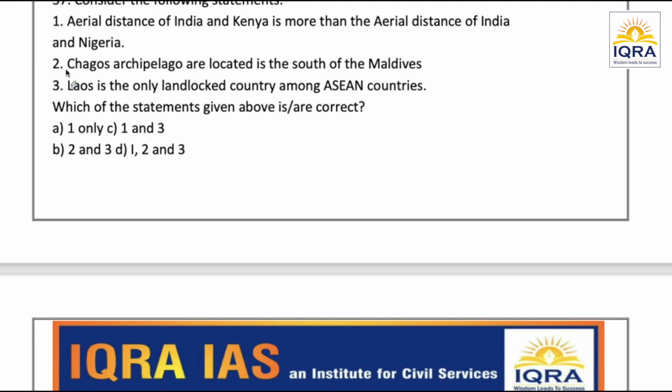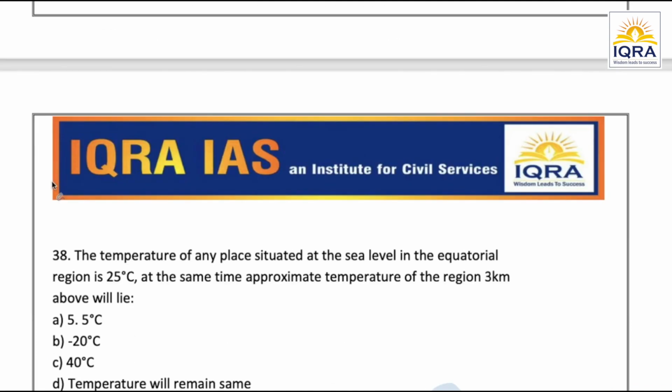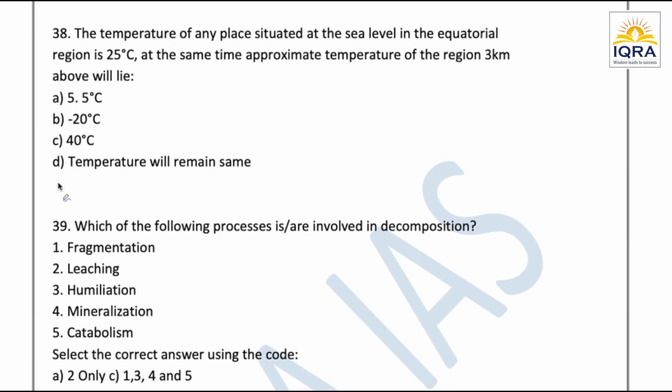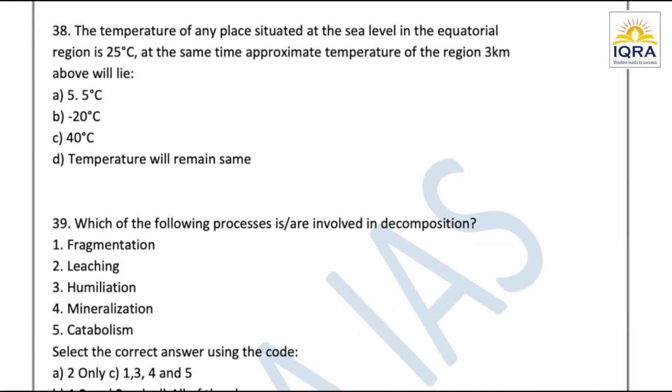ठीक है. Statement 2 says Chagos archipelago is located in the south of Maldives. Correct. Statement 3: Laos is the only landlocked country among the ASEAN countries. Correct. Hence, option B, that is 2 and 3 only, becomes the correct answer. All right. Moving on to the next question, question number 38.